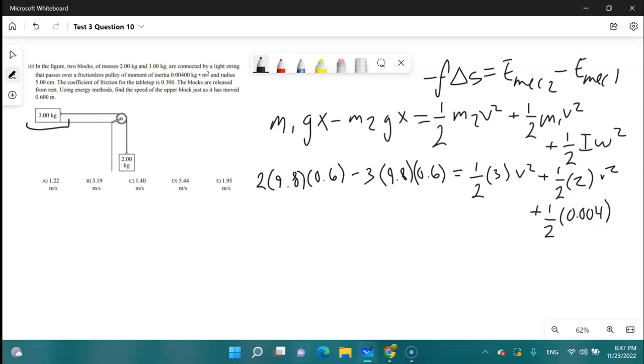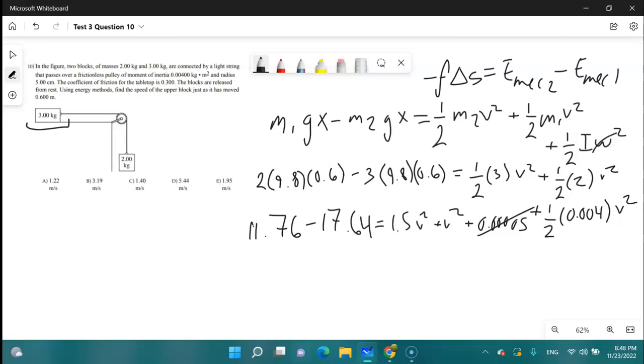And then the angular velocity, we don't know it yet at this point, and we're actually going to take it out of the equation in this case, and convert it to v over r. And then after we calculate the majority of the values, we're left with 11.76 minus 17.64 is equal to 1.5 v squared plus v squared again plus a very, very small value of 0.00005. We can actually completely discount this value since it's so small.